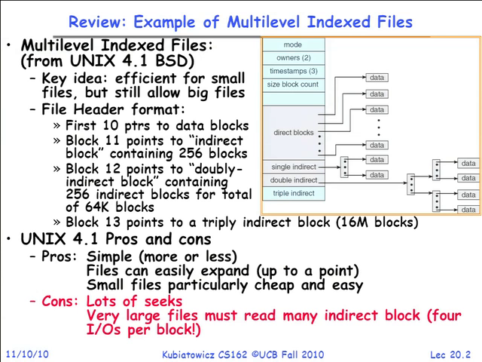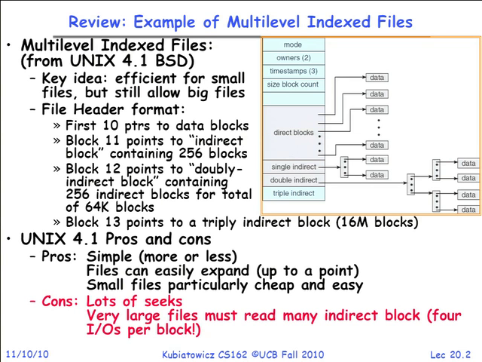If you remember from last time, we were talking about file systems. And this is a classic one. This is the multi-level indexed file inode from BSD Unix 4.1. And if you remember, this was a header format that had been built basically to optimize for small files while at the same time allowing large ones.